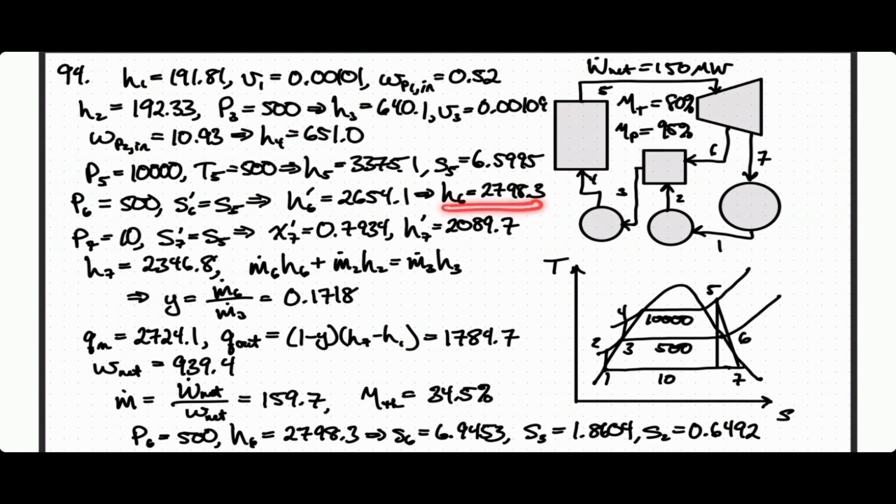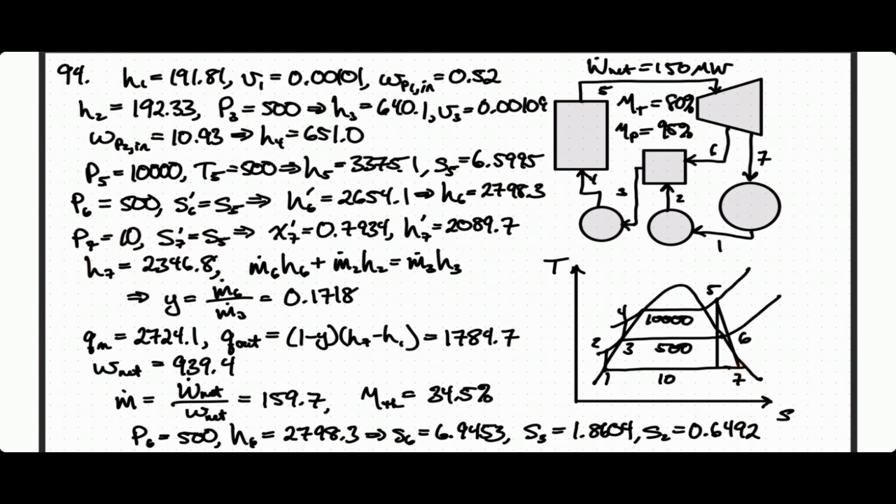Then we can basically do the same thing at 7. The entropy in the isentropic case, at 7 prime, is the same as that at 5. We know the pressure, so we're in the two-phase region, and we can get the isentropic quality and the isentropic enthalpy there. Then using the efficiency, we can get the actual enthalpy at 7.